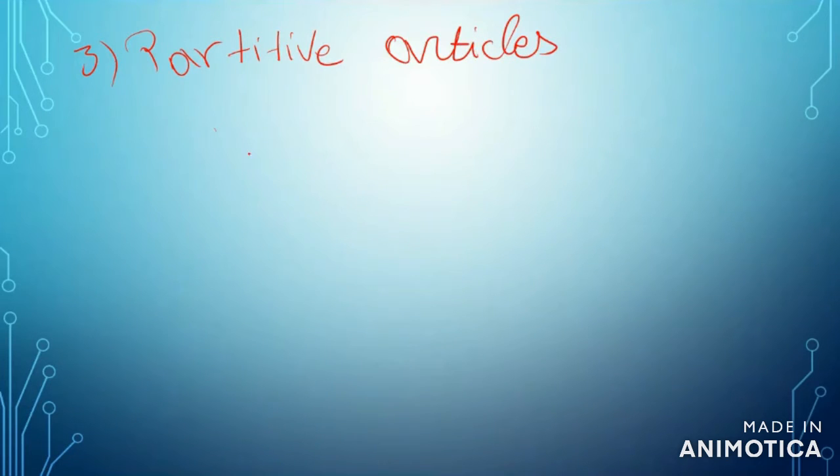Okay, partitive articles. What are they? The partitive articles are de la, du, de l', and des. As you can see, if you look at the name properly, you will see the word "part" in it. These articles express some or a part of something.